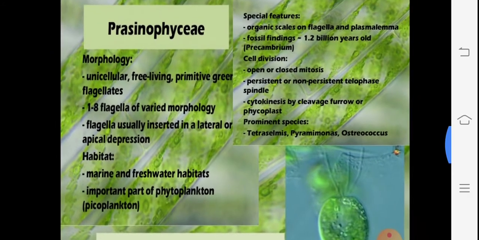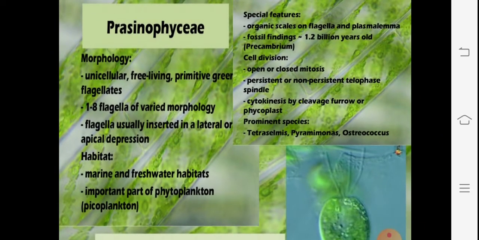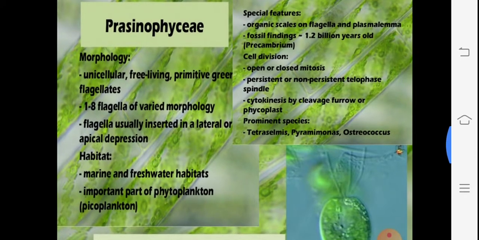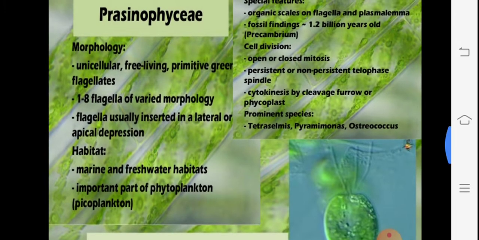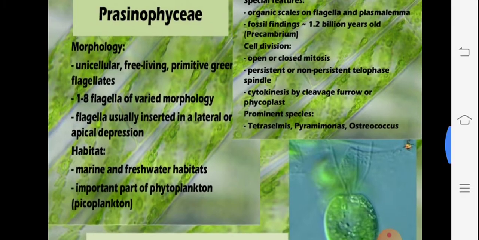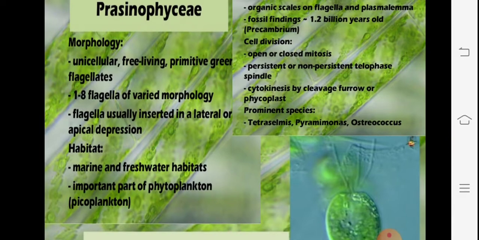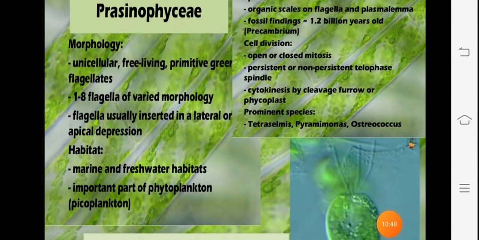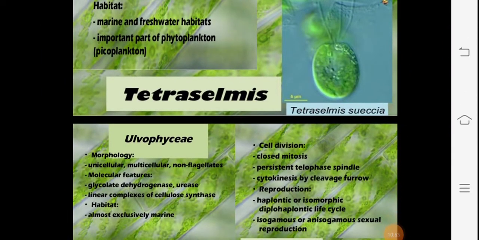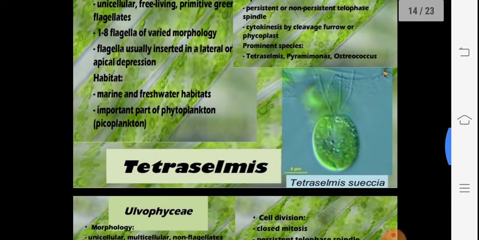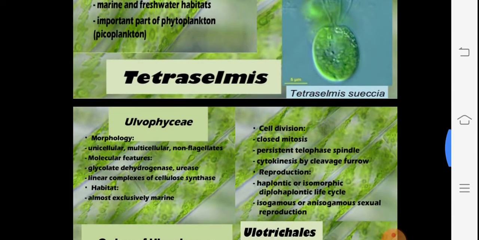Then secondly, the organic scales of the flagella and the plasmalemma are important. The fossil records show they are about 1.2 billion years old, so it is reported under the fossil record. Cytokinesis by cleavage furrow is reported here. So it has fossil algae and is not a living one. Tetraselmis is the good example for this, genus Tetraselmis.